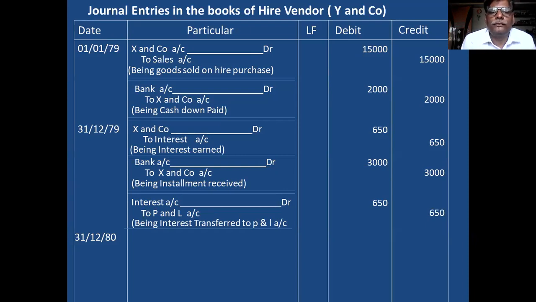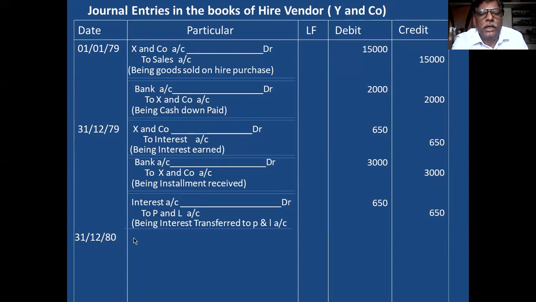Five entries are over. In the second year and thereafter, there are only 3 entries. The sale entry will not come, and the cash down entry will not come. Only 3 entries: one is charging interest, second is for receiving the installment, third is for transfer of interest. Only 3 entries come from the second and subsequent years. Remember this.